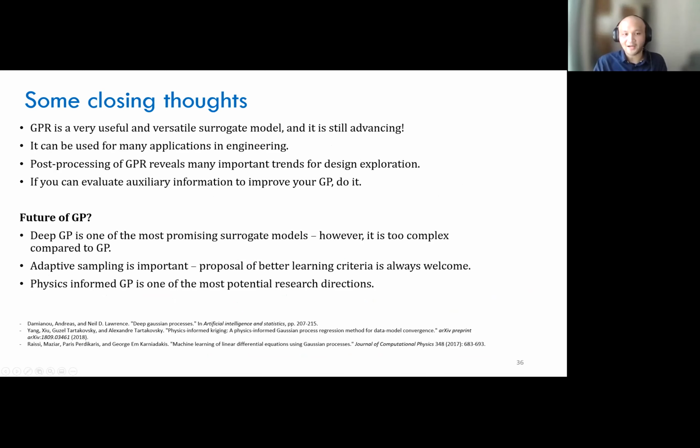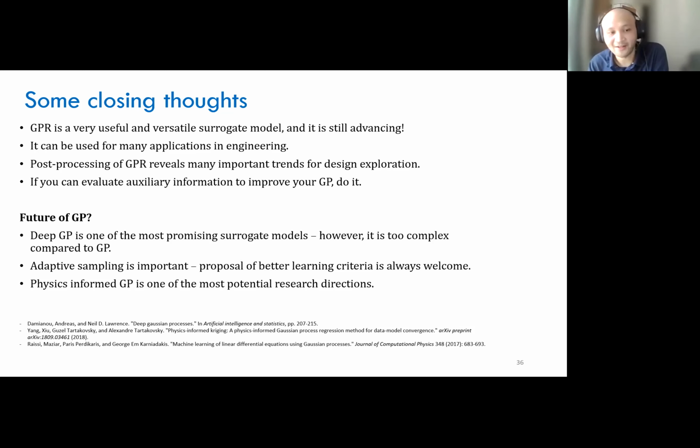I believe GPR is a very useful and versatile surrogate model. In fact, we already use this for many applications, not just optimization, but also exploration, uncertainty analysis, and also some machine learning related work. Post-processing is very important. If you find optimal solutions, we as engineers need to analyze and uncover the mystery of why these solutions are optimal. And if you can evaluate auxiliary information such as gradients, then do it and use that to improve the accuracy of our models. So maybe one will ask, what is the future of GP?